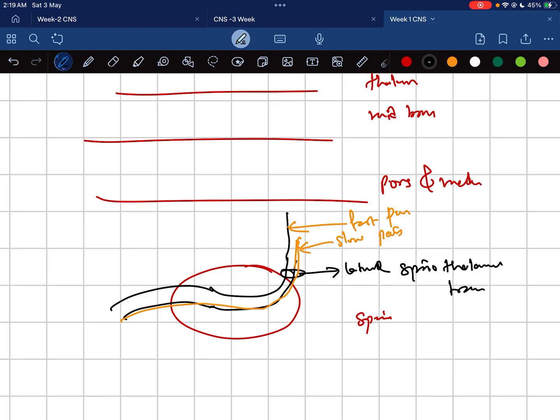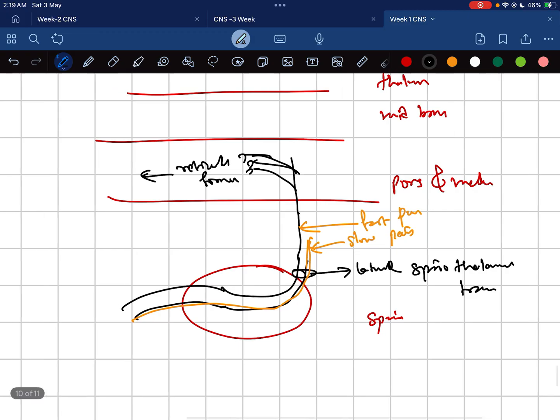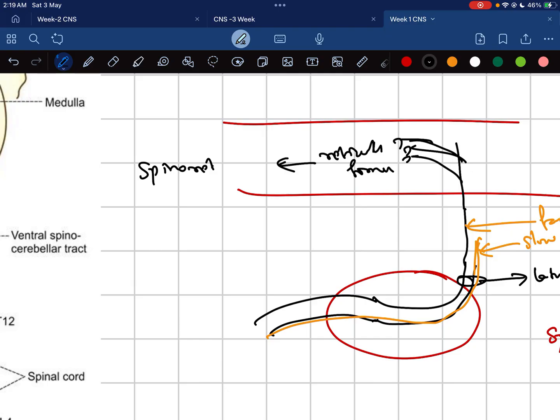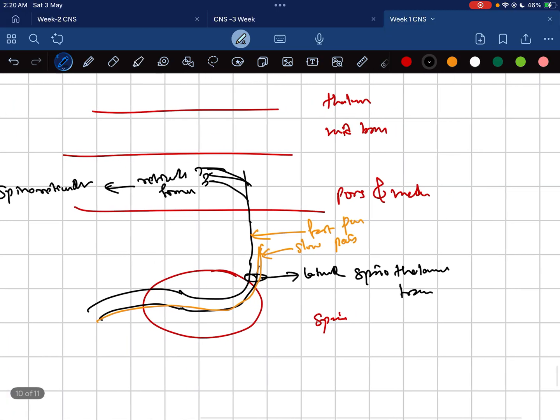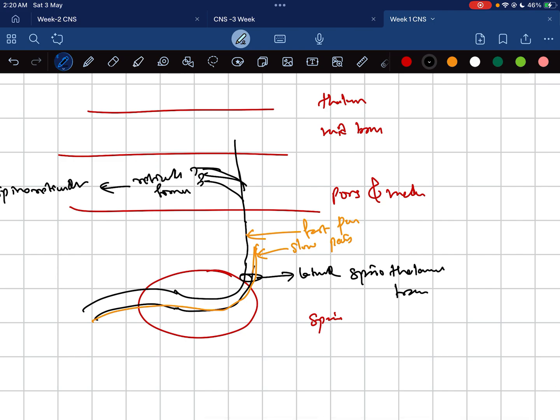So moving on, in the pons and medulla, it gives some fibers to the reticular formation. It is known as the spinoreticular tract. Now these fibers move upward in the midbrain and give fibers to the tectum, and also to the periaqueductal gray region. This is known as the spinotectal tract.